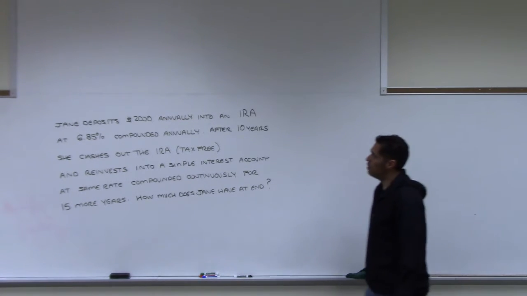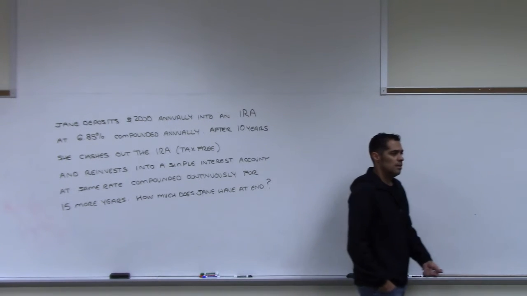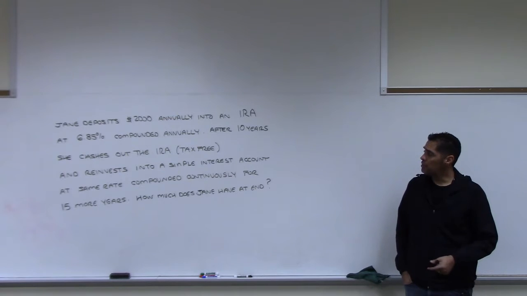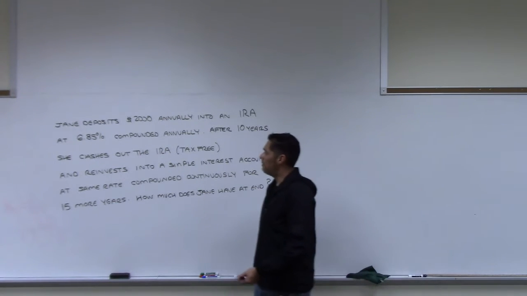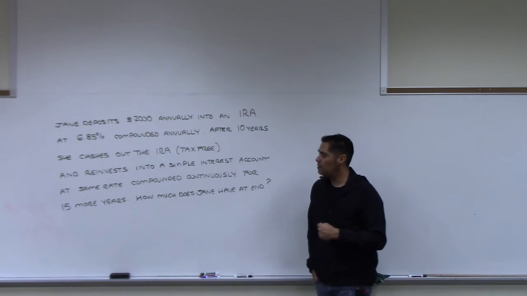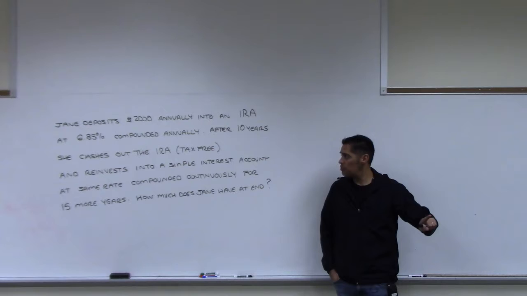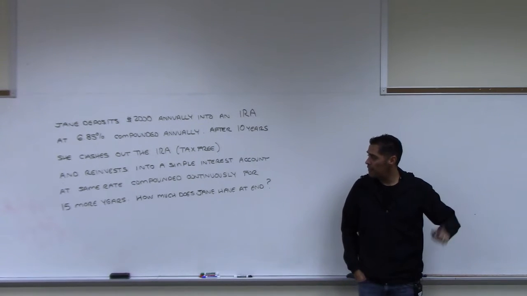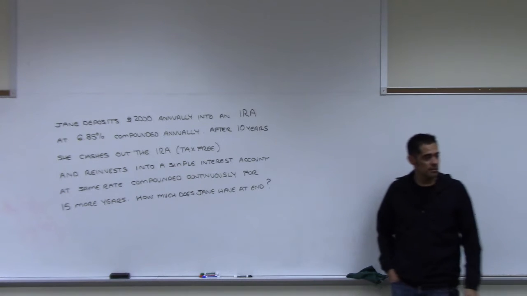All right, so let's make sure we understand the problem. She's going to be putting in $2,000 a year, every year, into an account that compounds the interest annually. And after 10 years, she's going to take that money out. She's going to put it into a different account that has the same interest rate compounded continuously, and do that for 15 years.